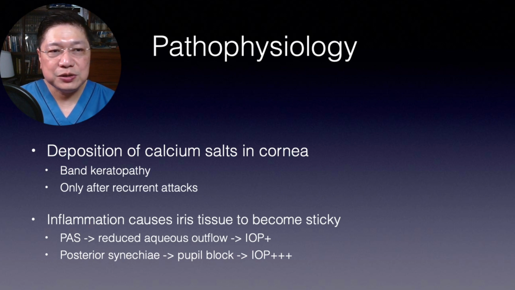The inflammation causes the iris tissue to become sticky. So you have peripheral anterior synechiae, you have reduced aqueous flow, so your pressure increases, or you have a posterior synechiae, meaning the synechiae is between the iris and the lens, so you'll have a pupillary block, and the pressure will also increase, but more dramatically than an anterior synechiae.